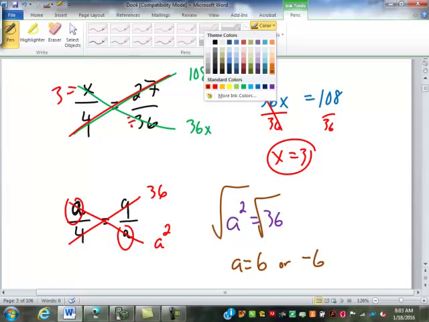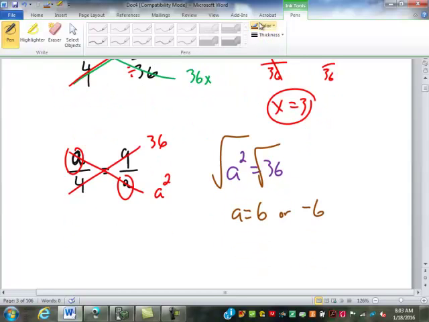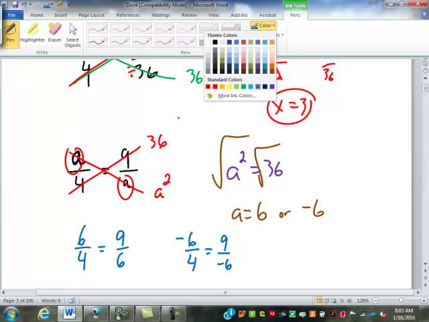Whenever we solve an equation with a square root in it like that, and we get those two answers, we have to double check if both answers work. Would this work? Does 6 over 4 equal 9 over 6? Yeah, 6 over 4 is 1.5, 9 over 6 is 1.5. Does negative 6 over 4 equal 9 over negative 6? Yeah, negative 6 over 4 is negative 1.5. 9 over negative 6 is negative 1.5. It does equal. So they are both valid answers to this.